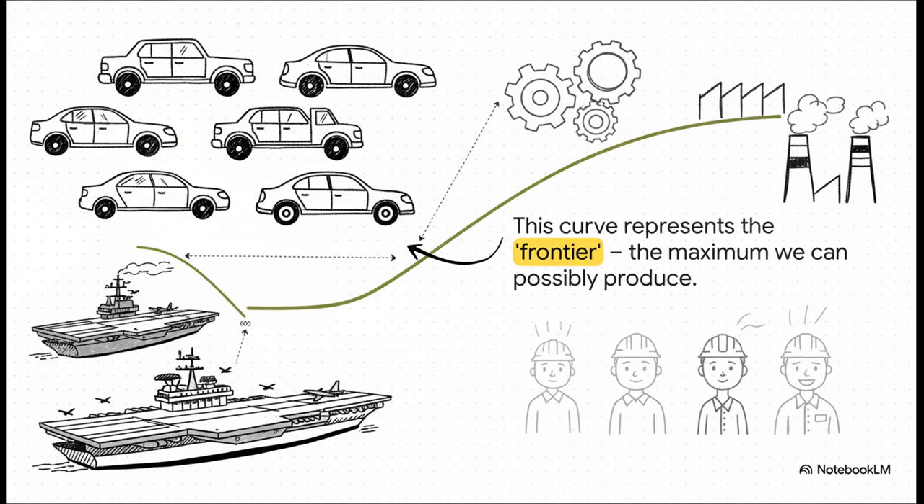Okay, now see this curve we just added? That is the frontier. Think of it this way. Any single point on that line is a possible combo of cars and carriers we can make if every single resource we have, every worker, every factory, is going full tilt. It is the absolute limit of what we can do.